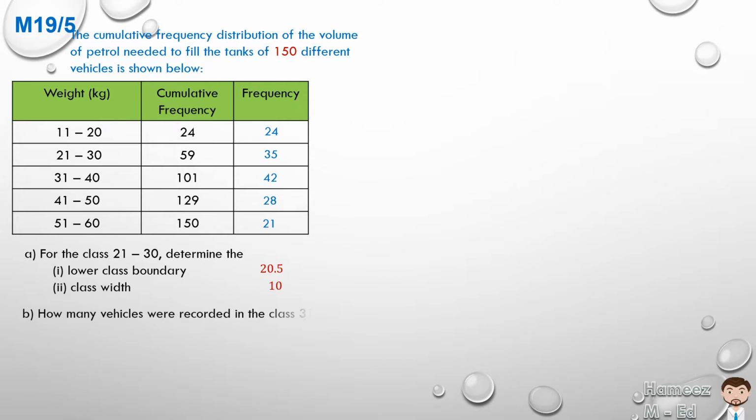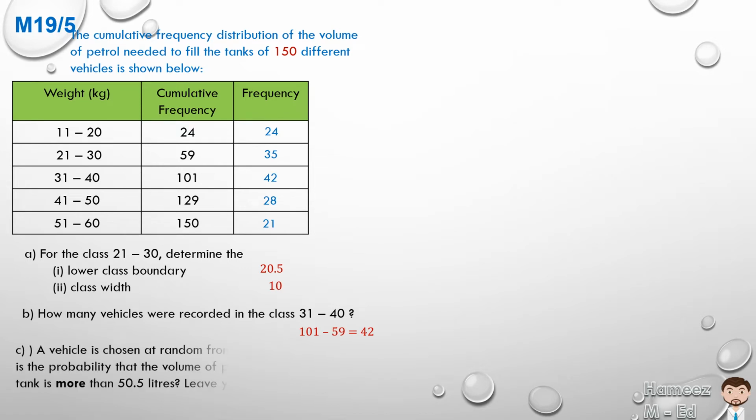In part B, how many vehicles were recorded in the class 31 to 40? That is in the third interval. It is not 101. That will be the cumulative, which means that it's adding all three intervals. We are only requiring the third interval, and that frequency is 42. 101 take away 59.